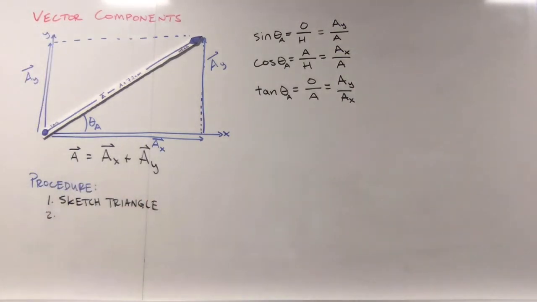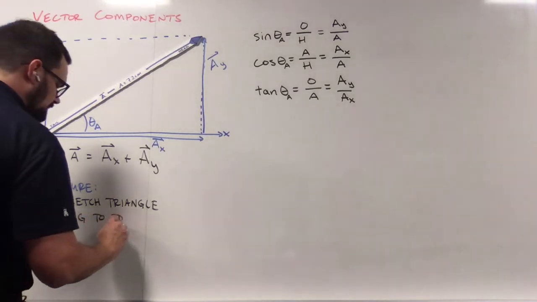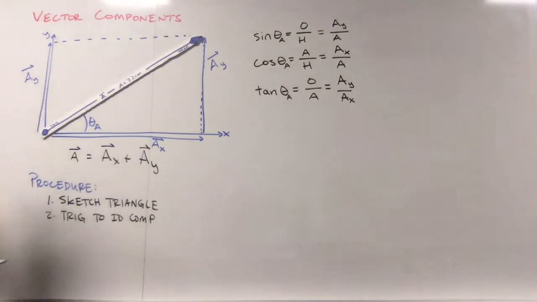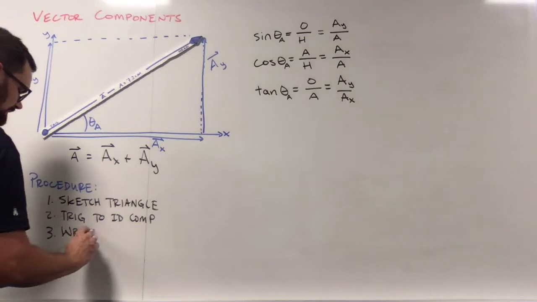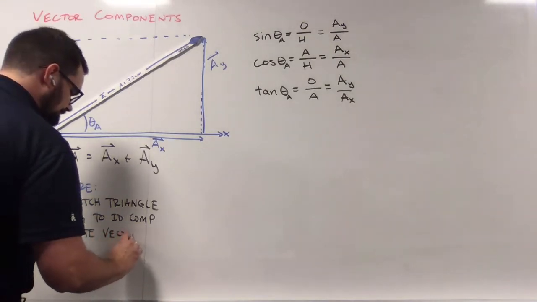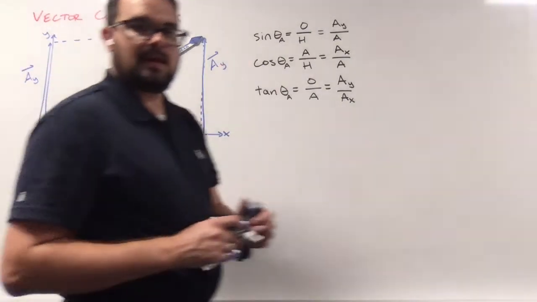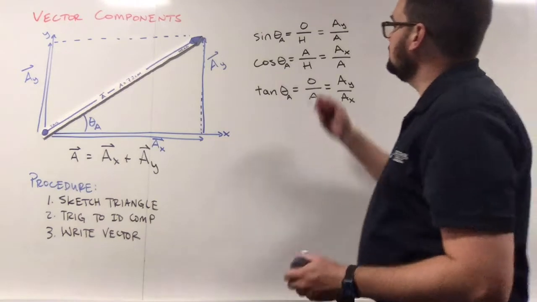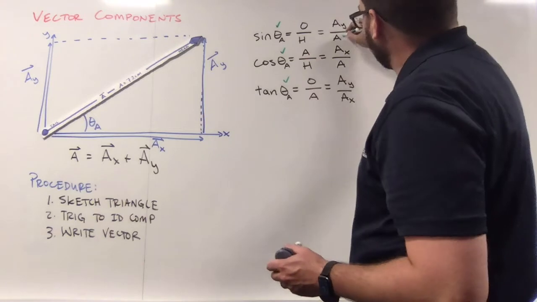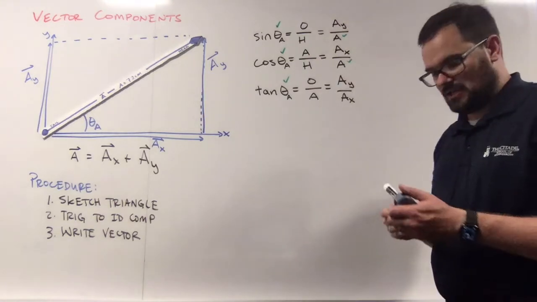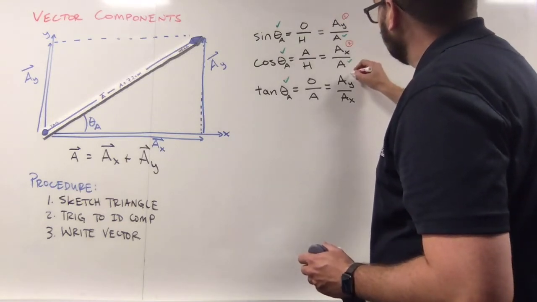And then from the triangle, we'll want to use trig, sine, cosine, tangent, to identify our components. And then we can solve for our final vectors or write our vectors. And so what we've done here is we've drawn our triangle, and now we can use trig to solve for this. So if we're trying to break this into pieces, we might know theta A and the overall magnitude, and then we can use that information to solve for our unknown components.